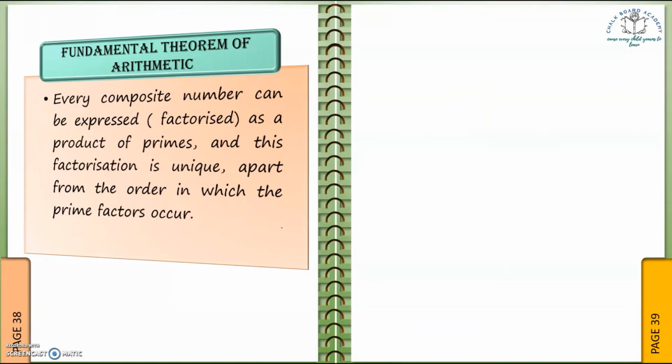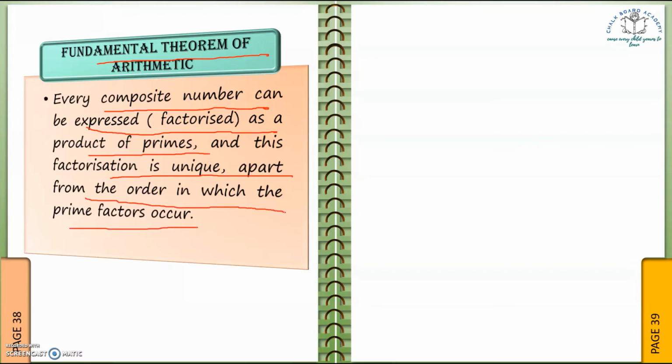Here we are talking about composite numbers and prime numbers. The fundamental theorem of arithmetic states that every composite number can be expressed, that is factorized, as a product of primes, and this factorization is unique and hence called prime factorization, apart from the order in which the prime factors occur. So let's see, we have this example here.